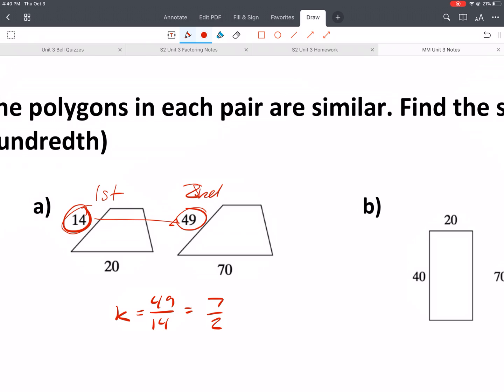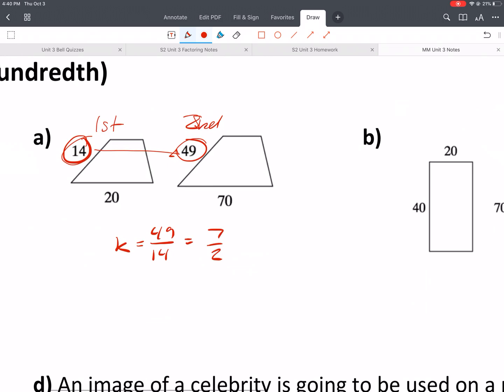Okay? And it doesn't matter which one you do. If you wanted to do 70 and 20, you could do k equals 70 over 20, and that would also give you 7/2. Okay, but you only need to choose one.